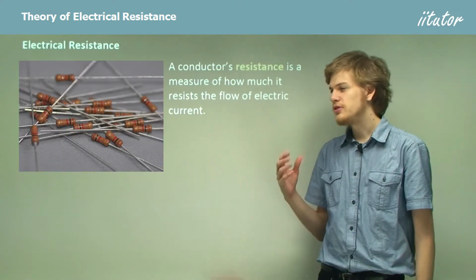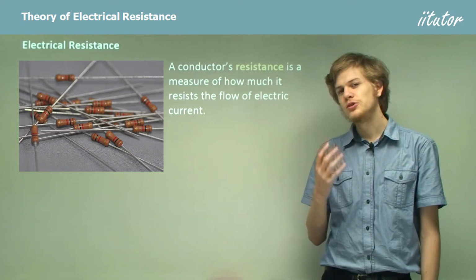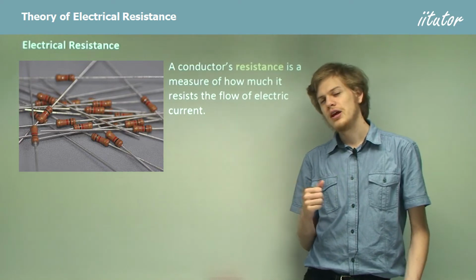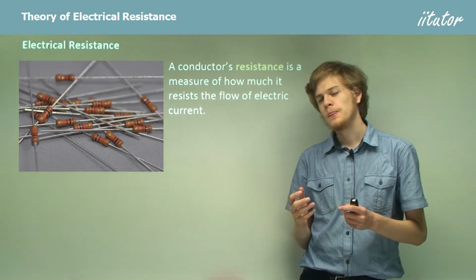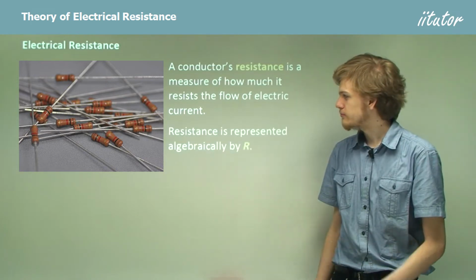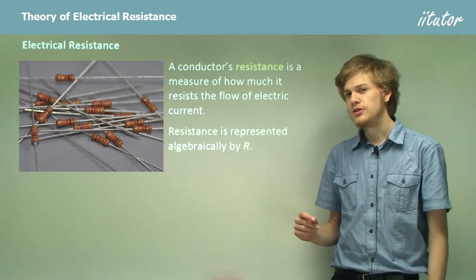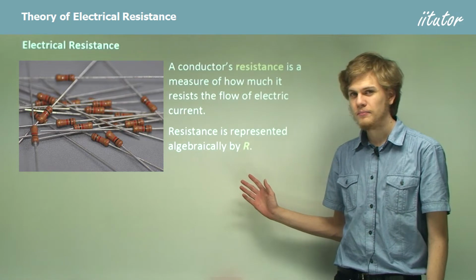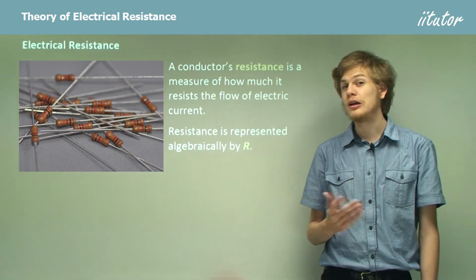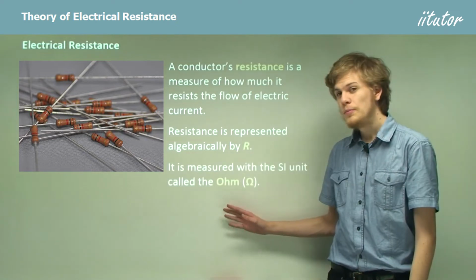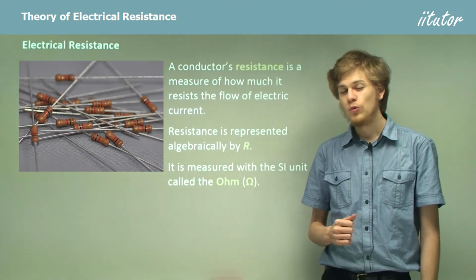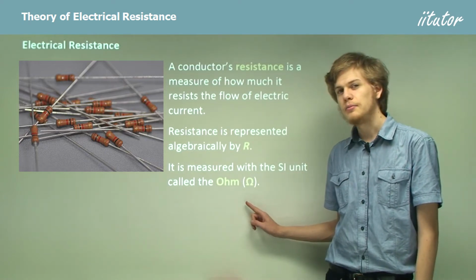Now, a conductor's resistance is a measure of how much it resists the flow of electric current. So if it has a very high resistance, we'll get a very low number of amps per volt. We represent resistance with a capital letter R. Capital so that we don't confuse it with a lowercase r, which might mean something like radius. We measure it in a new unit that we're going to call the ohm, represented by the Greek letter capital omega.